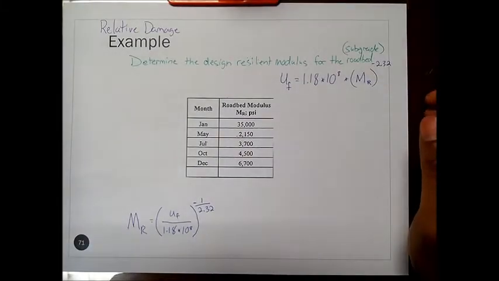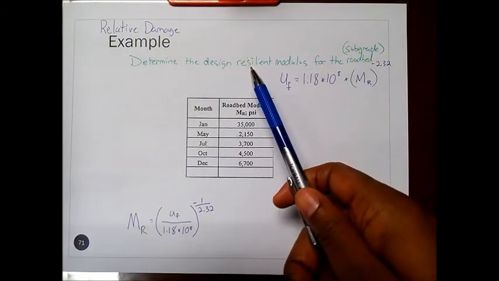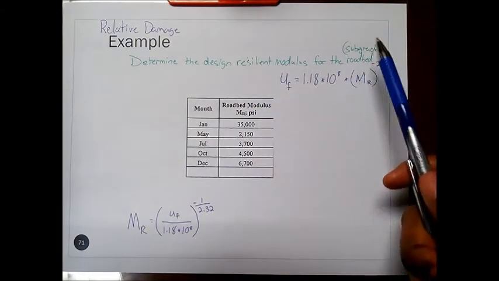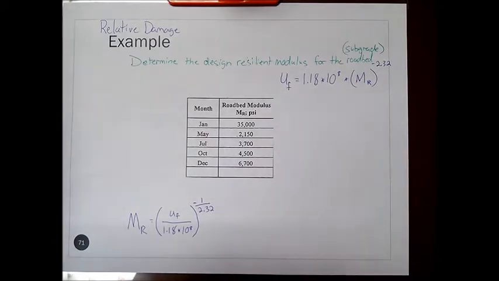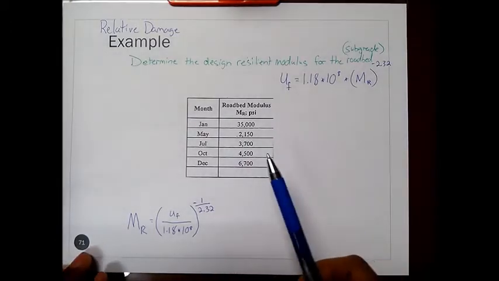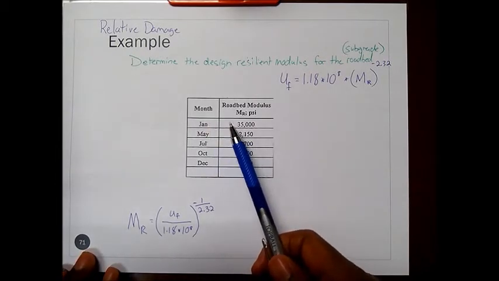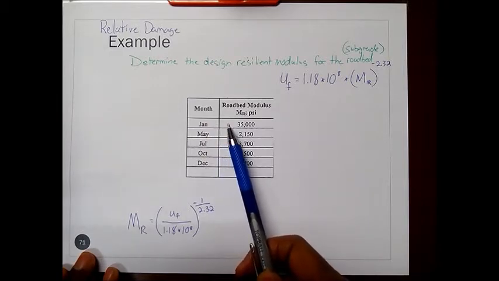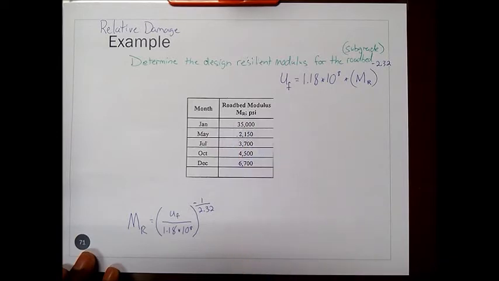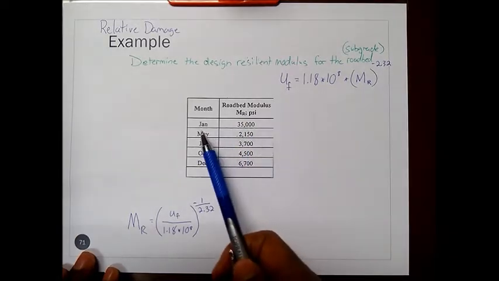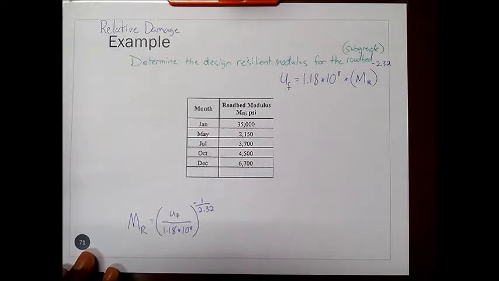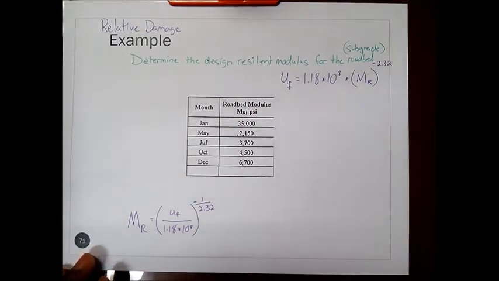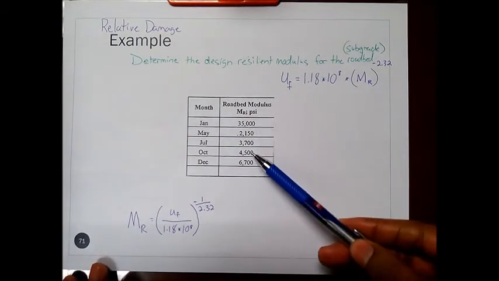Okay, so in this example, I want you to determine the design resilient modulus for the roadbed, also referred to as a subgrade. What is given to you is the months throughout the year in which they were able to get readings for the roadbed modulus, and you have the associated values for each month. But I want to know, what should the design resilient modulus be for the roadbed? What should I be designing for? Should I design for January or December?